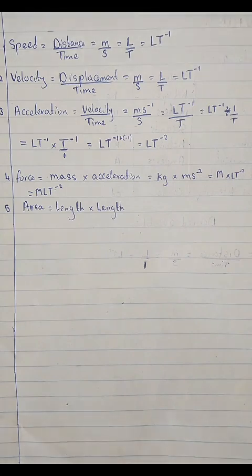Length and length is what? Length square. So we already have as our dimension for area length square, which if you write it well, it will equal to what? L square, like length square, L square.